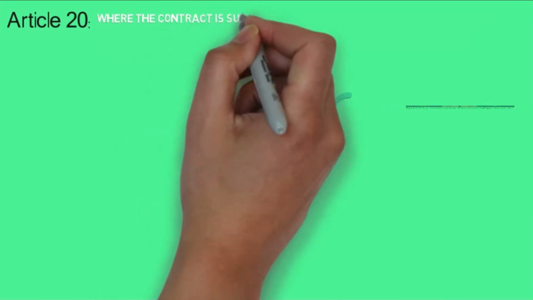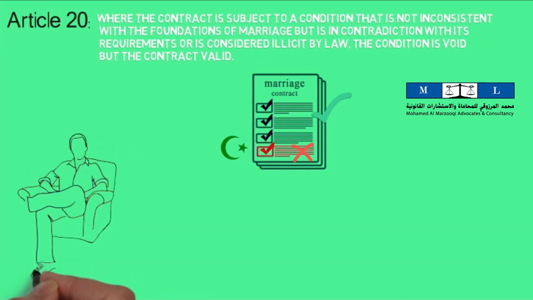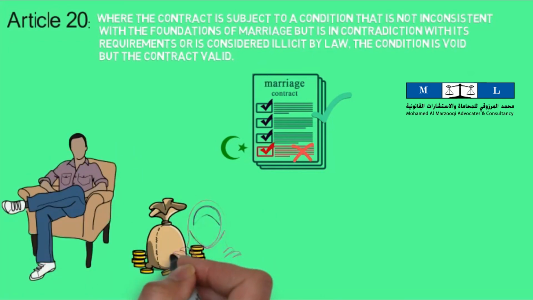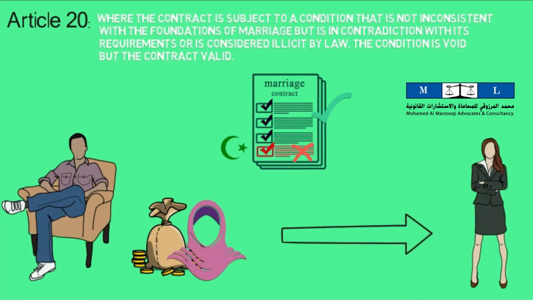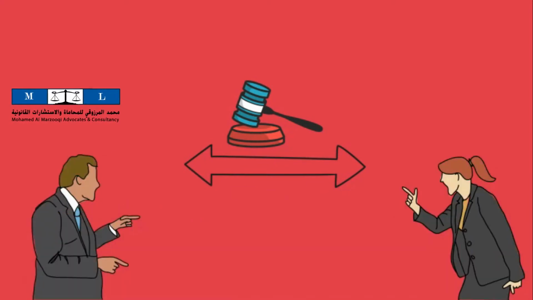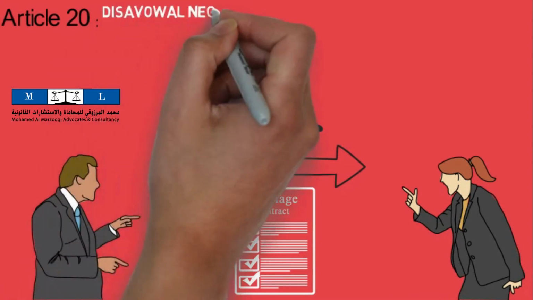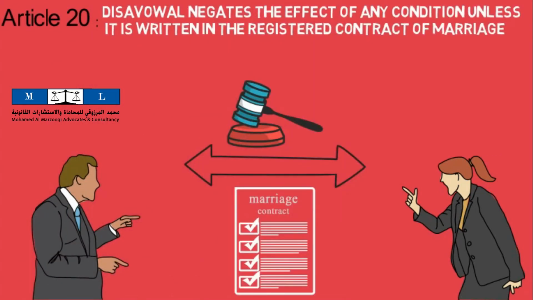Where the contract is subject to a condition that is not inconsistent with the foundation of marriage, but is in contradiction with its requirements or is considered illicit by law, the condition is void, but the contract is valid. This means, for example, if the husband stipulates not to give a dowry to his wife or not to spend on her, here such conditions are void, but the contract is considered valid. In all cases, no condition is considered for hearing if denied by a spouse unless such condition is expressly stated in the valid contract. Denial negates the effect of any condition unless it's written in the registered contract of marriage.